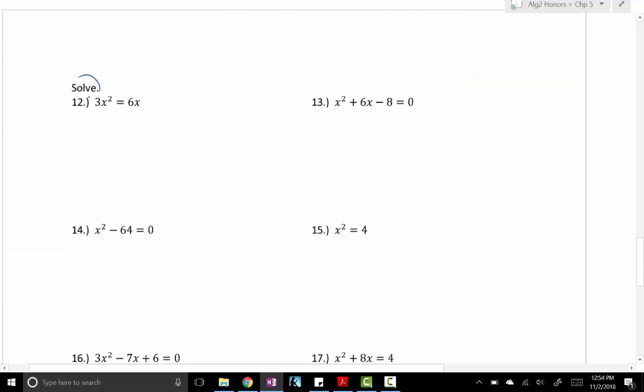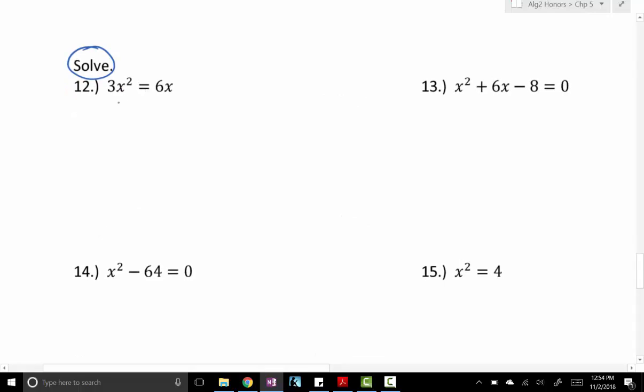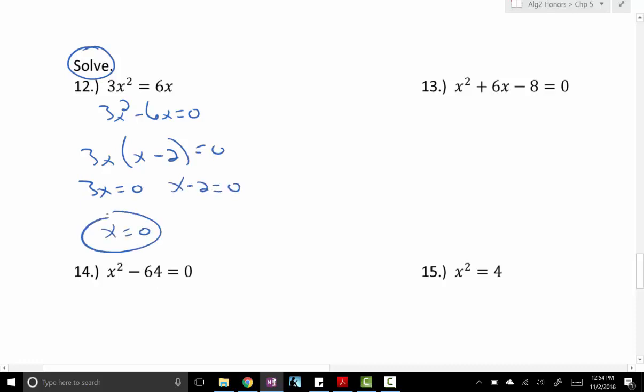Alright, solve. Very generic, just like we're going to see. So you have the freedom to make any choice you want. Make a good choice. Now I'm going to subtract 6x over. The GCF is 3x. X equals 0, and x equals 2. Yay!